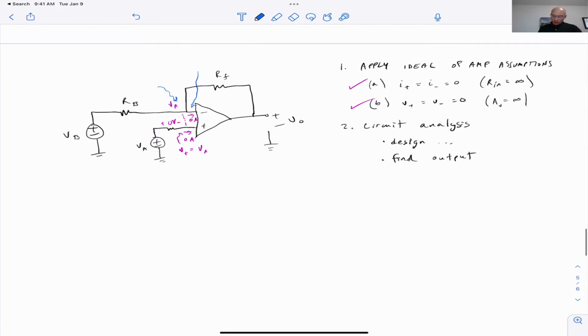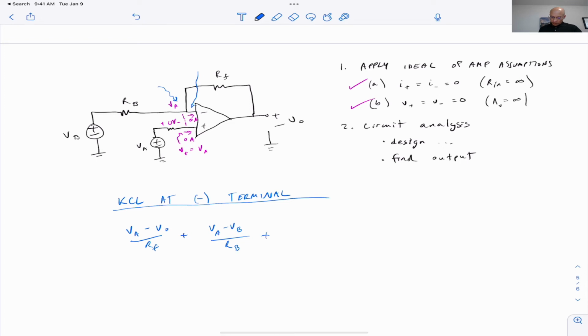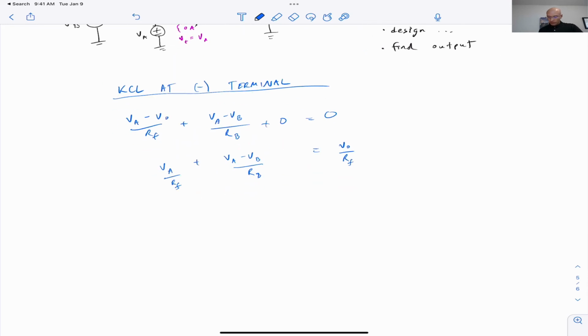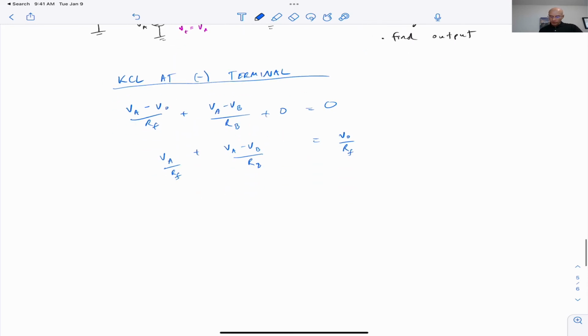All right, so what do we have? We have (VA minus VO) over RF. That's one current leaving. Another current leaving that node is (VA minus VB) over RB. And then the last current leaving is 0. That's the one going into the op amp, the minus terminal, inverting terminal. All that's equal to 0. Now we will push VO to the other side because we're interested in solving for VO. And then finally we multiply everything by RF, and then we'll group things in terms of VA and VB.